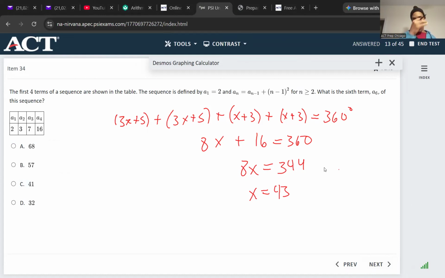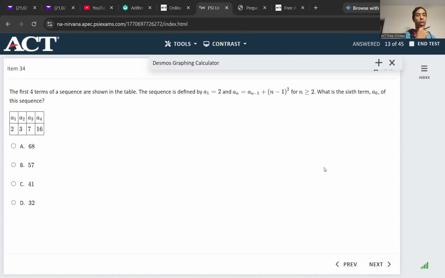All right, the first four terms of a sequence are shown in the table. The sequence is defined by a sub 1 equals 2. That's the first term of the sequence. And a sub n, every term of the sequence, is a sub n minus 1 plus n minus 1 to the second power for n greater than or equal to 2. So you've got to do n of 2 and up. So the second term you've got to figure out, you can use 2, but you can't put 1 in. Okay, what is the sixth term? A sub 6 of the sequence.